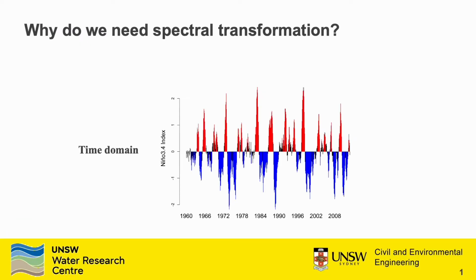Here is one of the ENSO indices, Niño 3.4. It has the warm and cold phases. These two phases typically occur every few years with varying intensity and duration. We now look at it in the time domain. So, how does it look in the frequency domain or spectral domain?